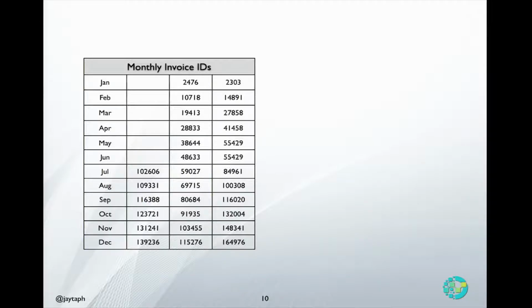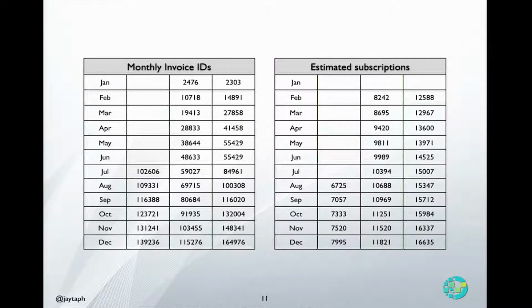And what I've done is take the differences between those numbers. So between July and August is a difference of 6,725. In September, it's increasing. So every time it's increasing. What I can deduce from this is that the number of subscriptions the company has is actually increasing. Because if I get more, the difference will be higher. So every time the difference will be higher.